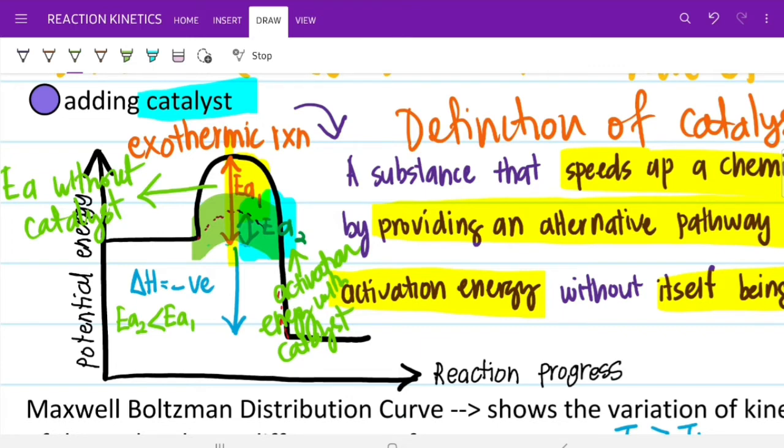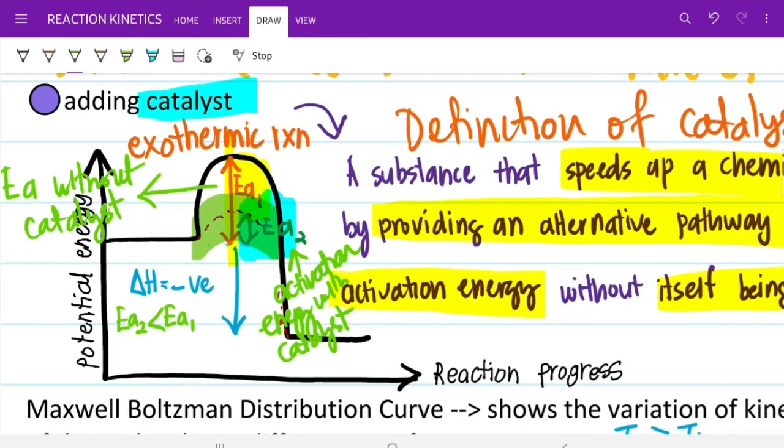So a catalyst is a special substance. Normally the catalysts used in chemical reactions come from the transition elements, such as iron, titanium, vanadium, and so on. This catalyst is not consumed in the reaction, so it does not interfere with the chemical reaction. It just helps to speed up the reaction by providing a new pathway with a lower activation energy.